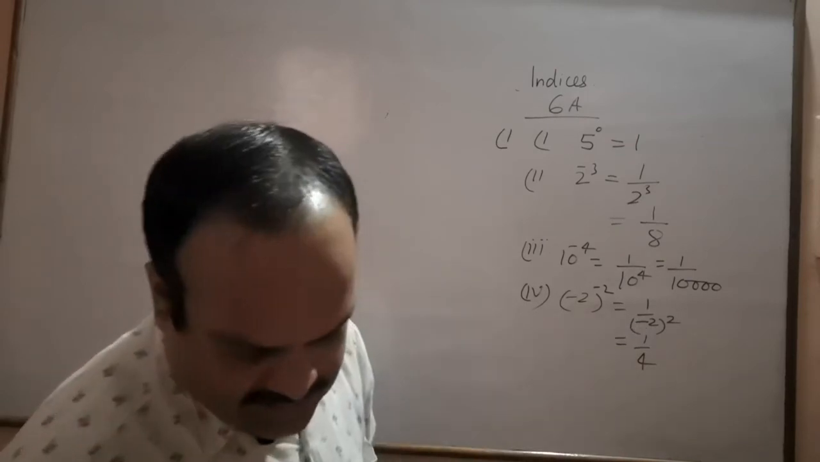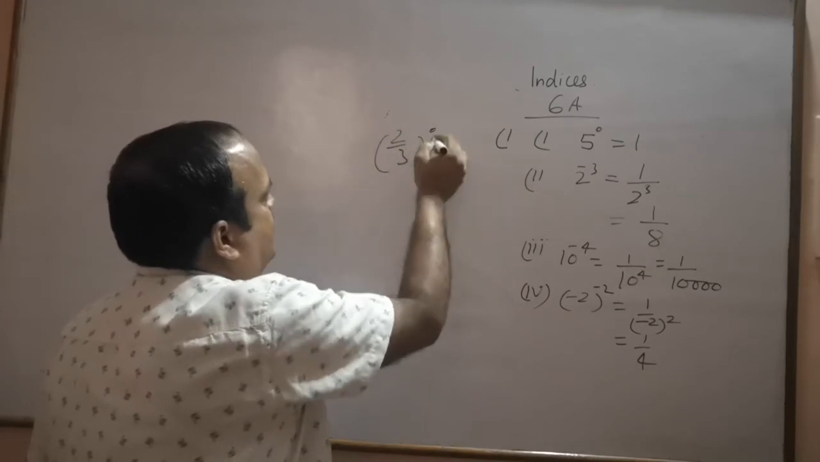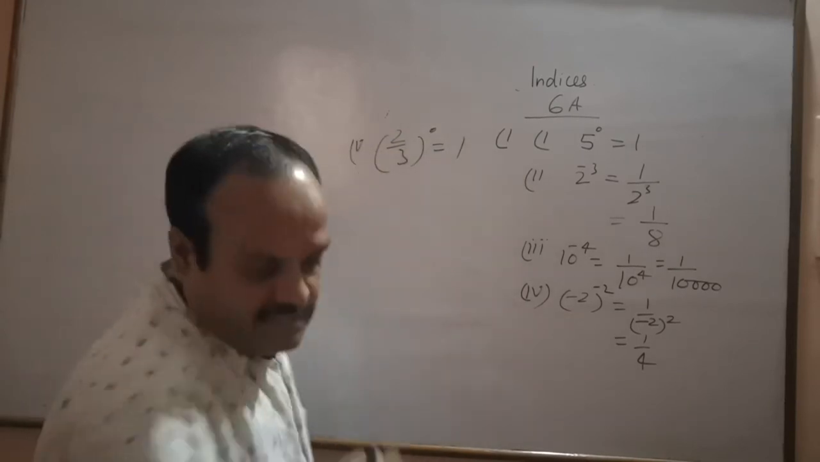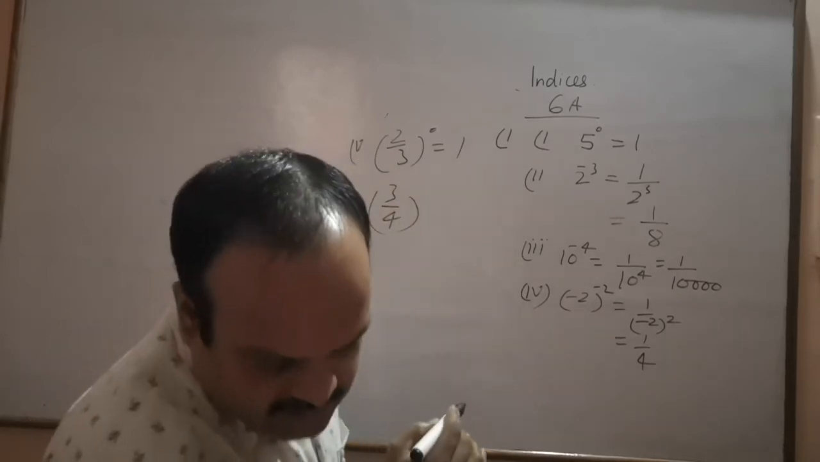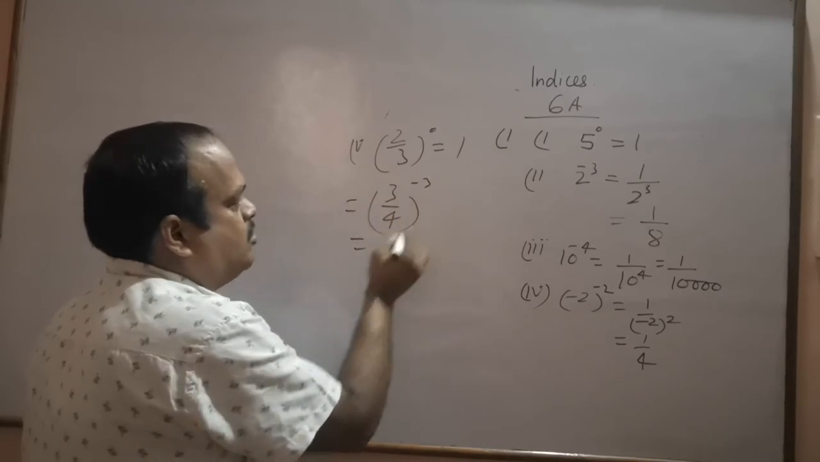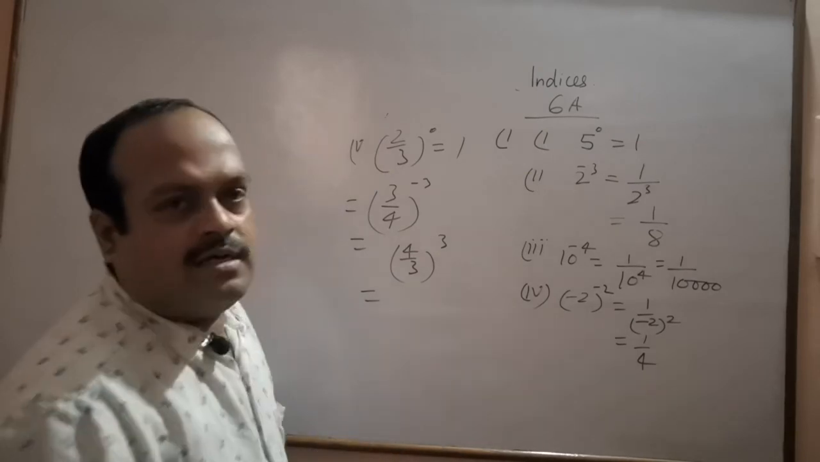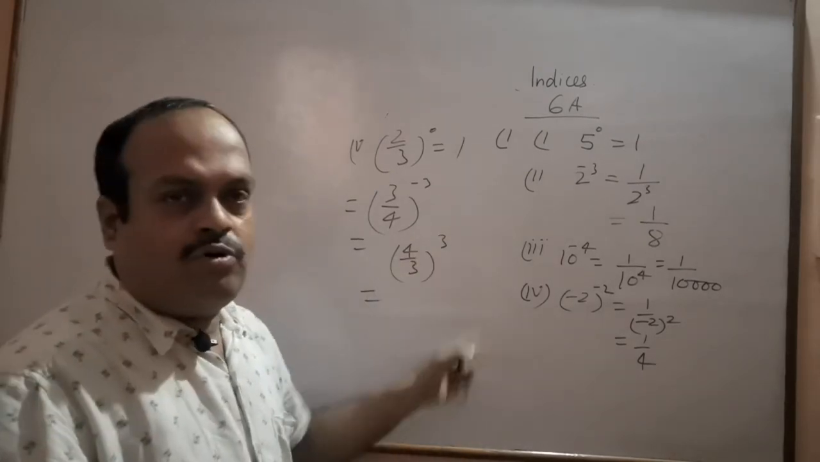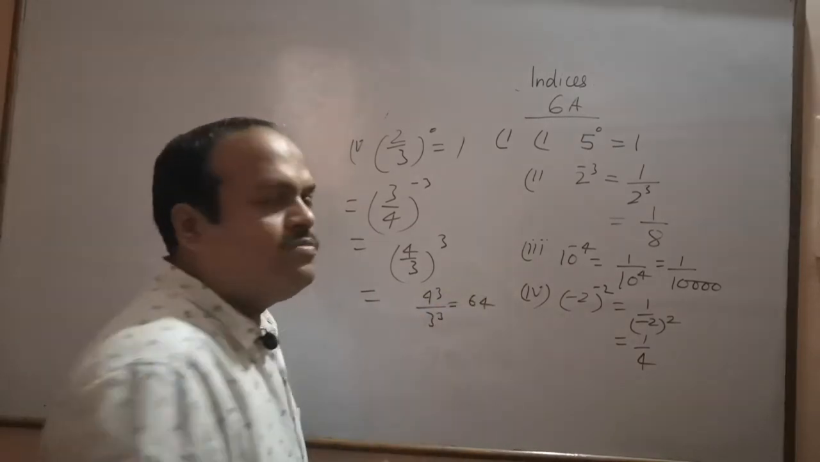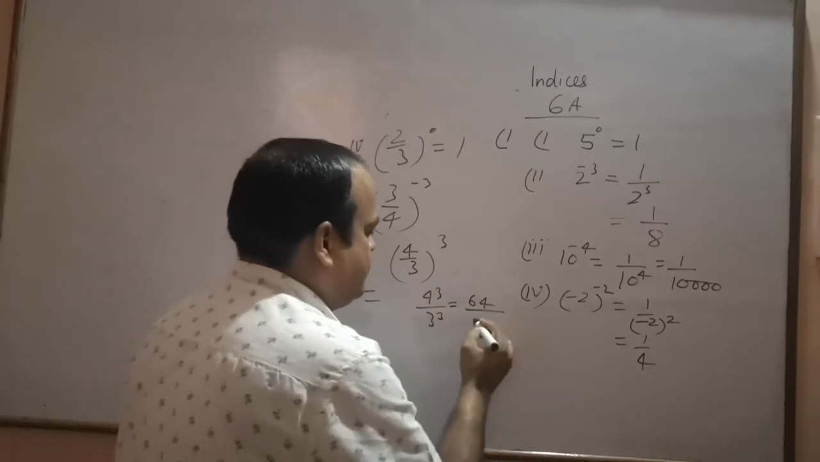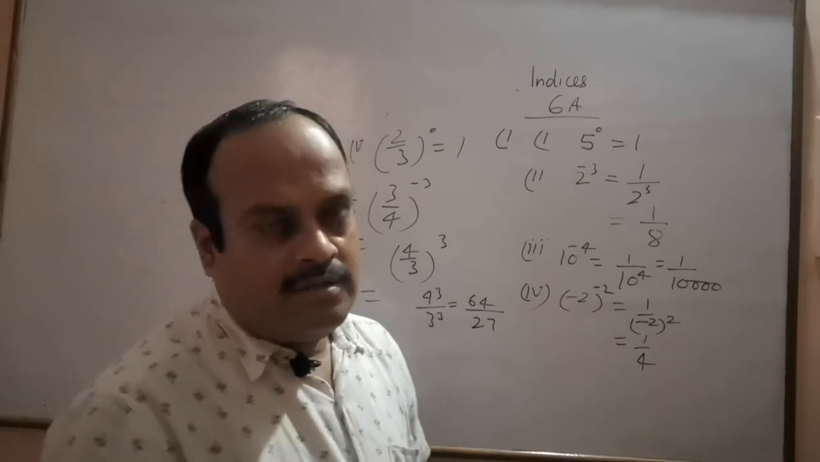Next, 2 by 3 to the power 0, 1. Next, 3 by 4 to the power minus 3. So make the power positive: 4 by 3 to the power 3. You can use the power law: 4 cube upon 3 cube. 4 into 4 into 4, 64. 3 into 3 into 3, 27. So we get the result here, 64 upon 27.